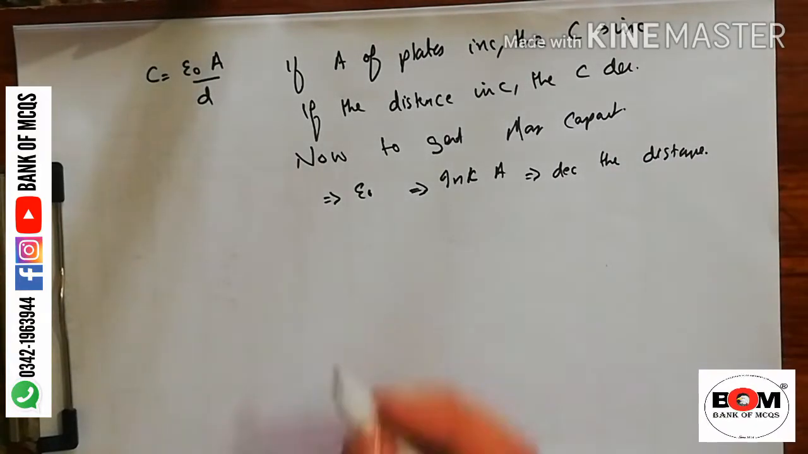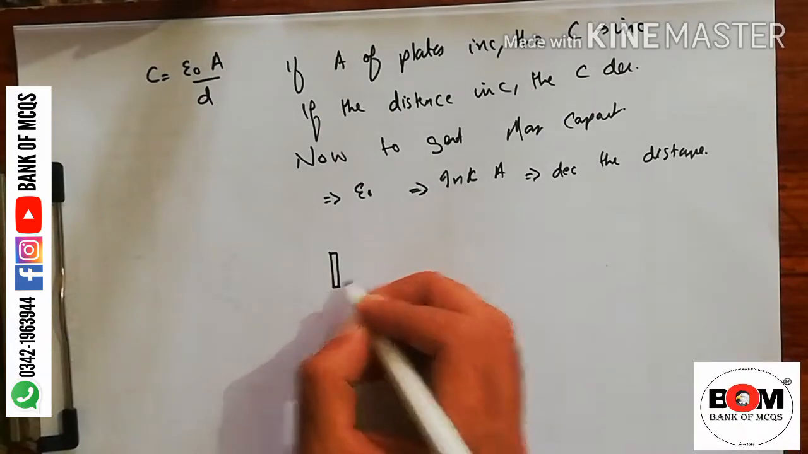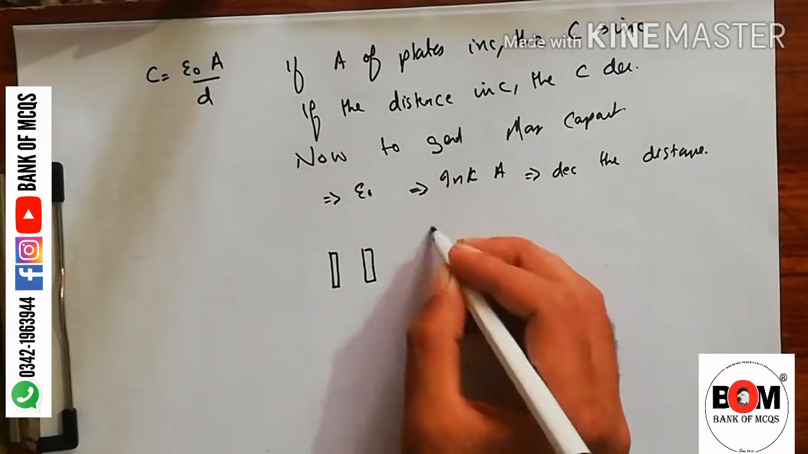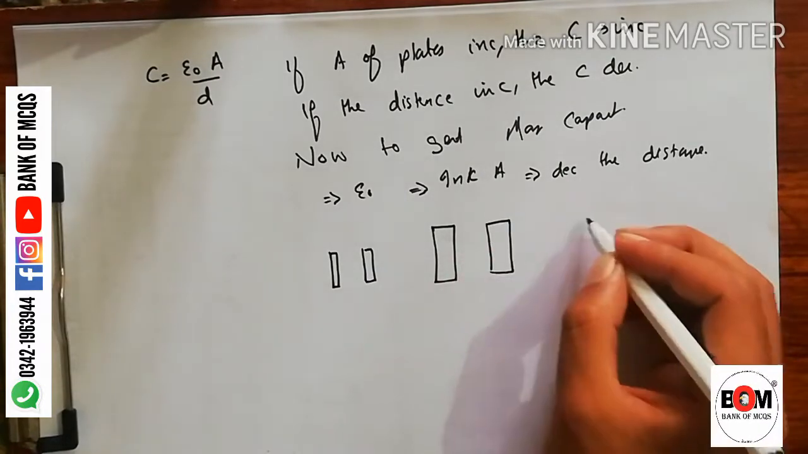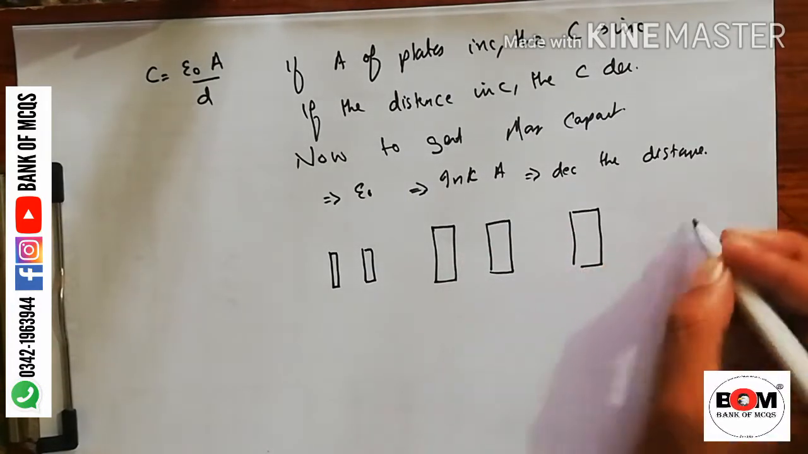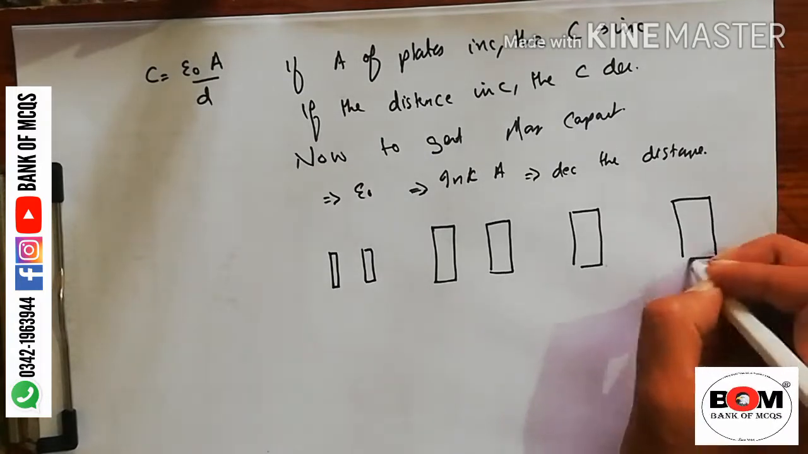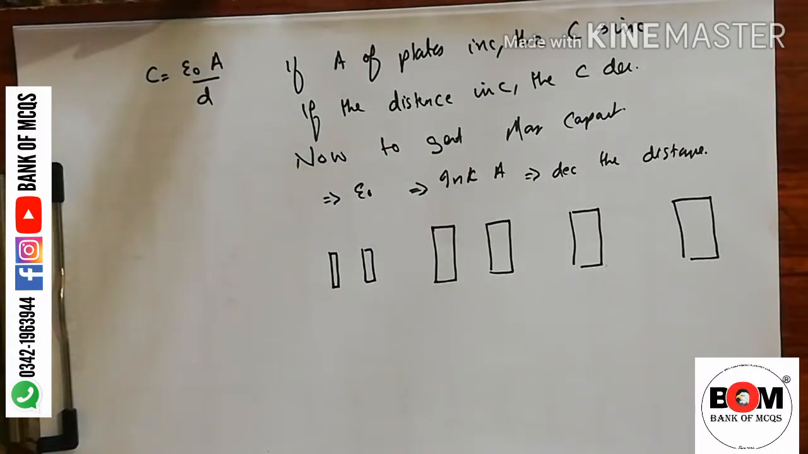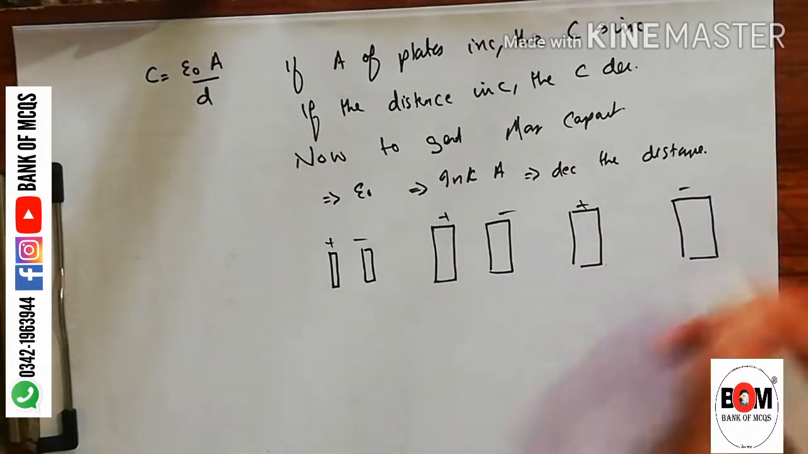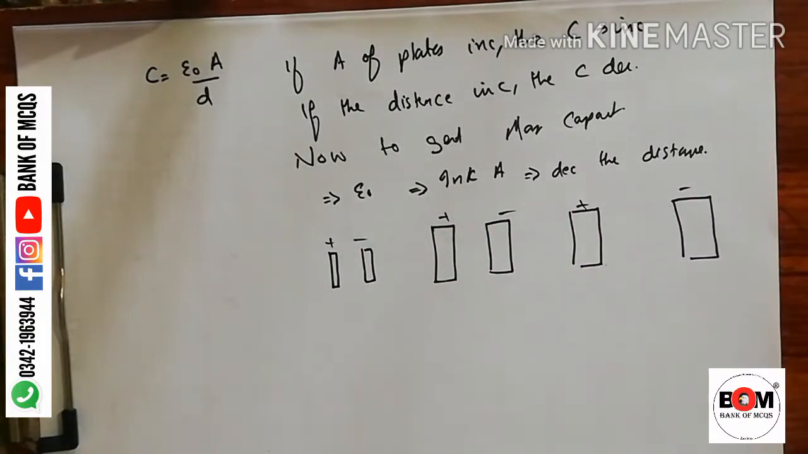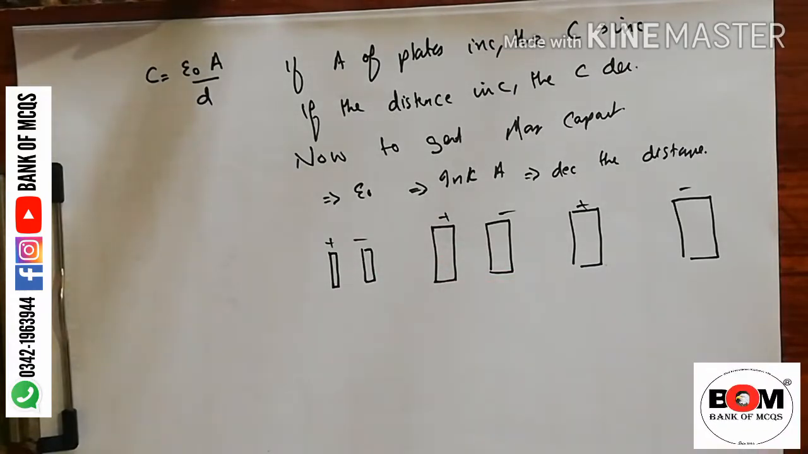Now for example, if we have three capacitors, capacitor A, capacitor B and capacitor C. So which one of these is high? This is the positive and negative plate, positive and negative plate, positive and negative plate. These are three capacitors. So which one has the greater capacitance? All of them have the same medium.